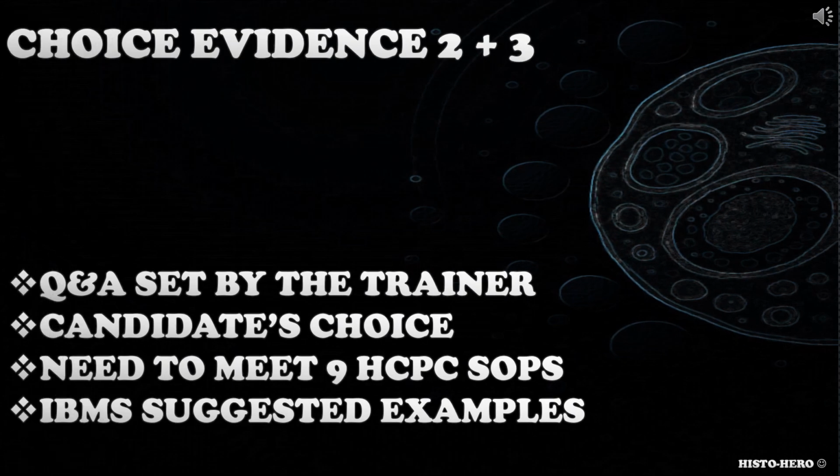So now that we have finished with the mandatory evidence, let's have a look at the choice evidence 2 and 3, which are candidate's choice and Q&A set by the trainer. They both together have to meet 9 HCPC standards. As the trainer, you need to set some tasks or questions for the candidate to complete that would allow them to meet the standards. If you download the module descriptors for the portfolio from the IBMS website, you will find some example evidence suggested by the IBMS, which is very handy.